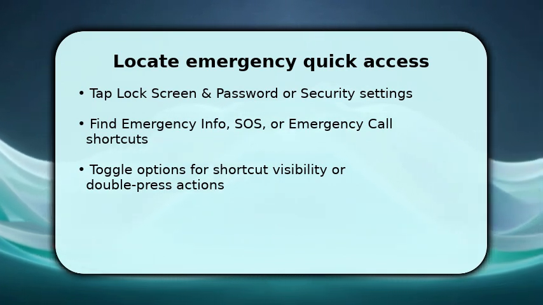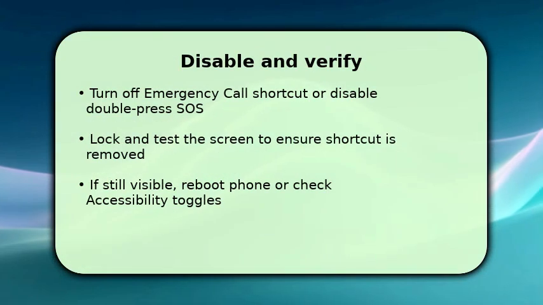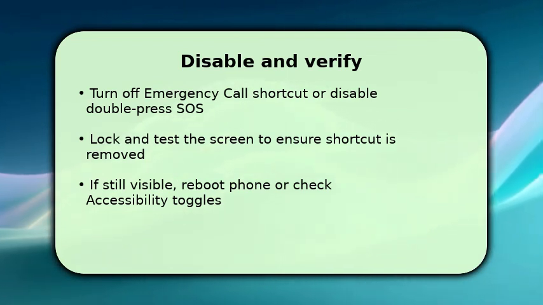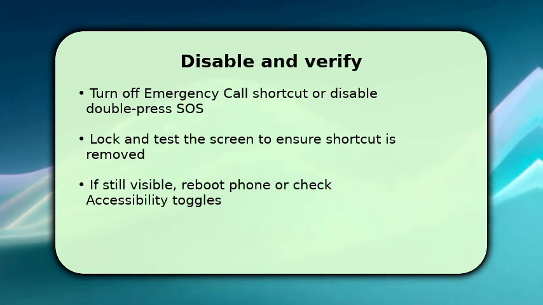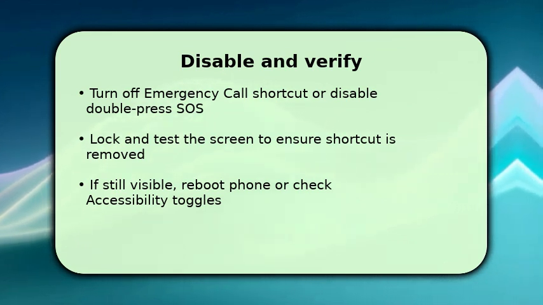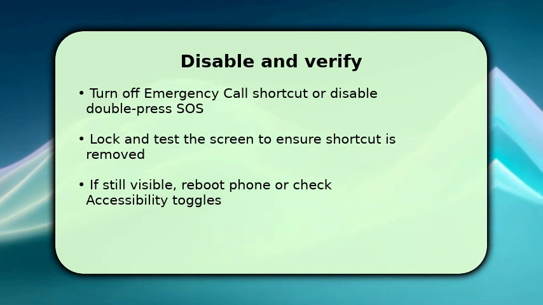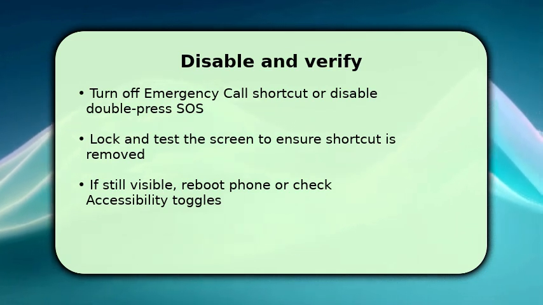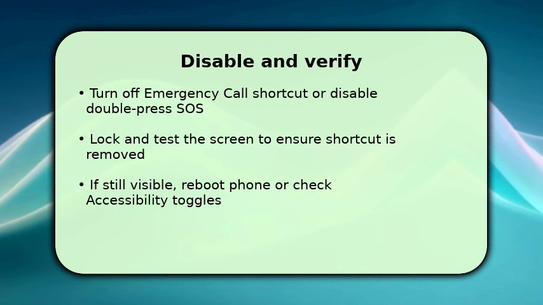Now disable the emergency call Quick Access by toggling the shortcut or the double press SOS option off. This explicitly prevents the lock screen icon or power button shortcut from appearing. After toggling, lock the phone and test by waking the screen to verify the emergency icon is gone.